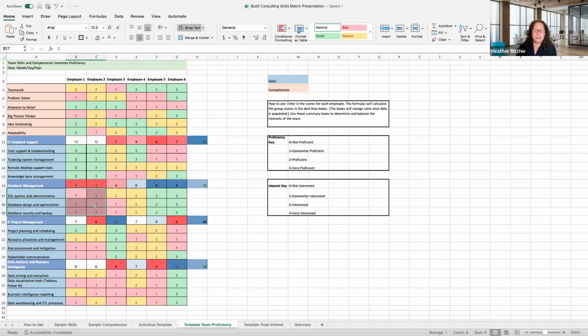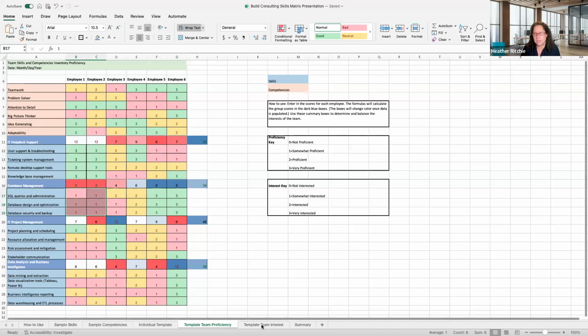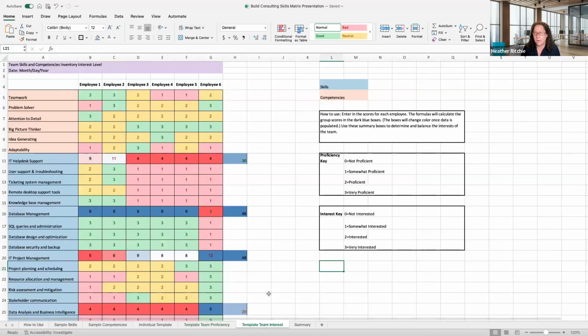Or they just feel that they're at the novice level and they could really grow into the next level. So that's the conversation you can have here, noting what your team has and where the strength and growth areas are. Then you might move over to interests and ask, what do I see from the interest levels? At a glance, I see right off the bat that a lot of people are interested in developing their skills in database management.